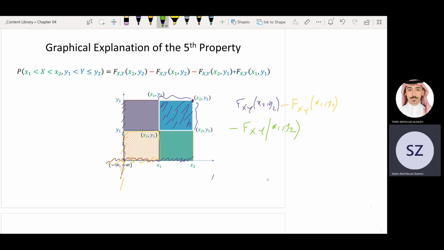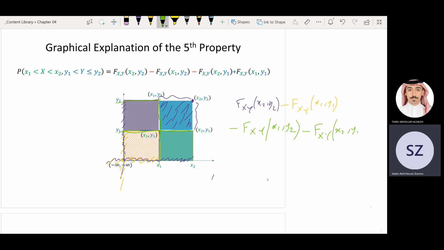If I subtract this, what am I subtracting? I'm subtracting all of this: x1 and y2. So x1 and y2. I'm subtracting all this. I will subtract also x2 and y1. This is this part. Y1, this whole part. Okay, what did I do here? I subtracted this and this and what else? This twice. Right? Why? Because I subtracted it.